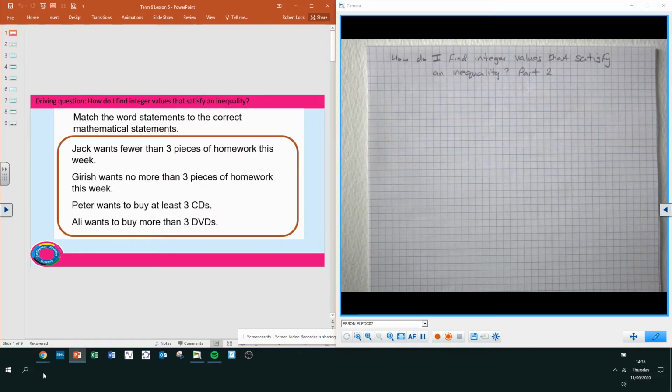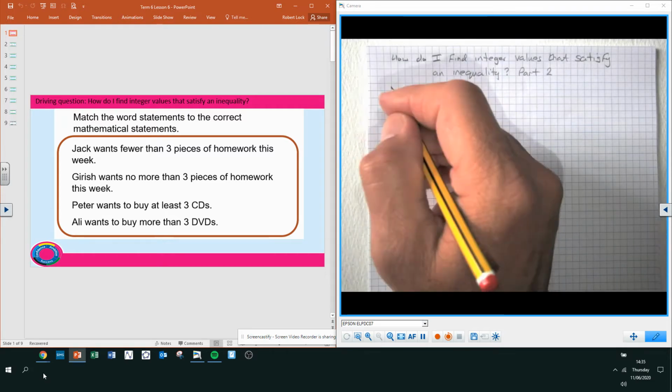So, match the word statements to the correct mathematical statements. The word statements are: Jack wants fewer than 3 pieces of homework this week. Giraffe wants no more than 3 pieces of homework this week. Peter wants to buy at least 3 CDs. And Ali wants to buy more than 3 DVDs.